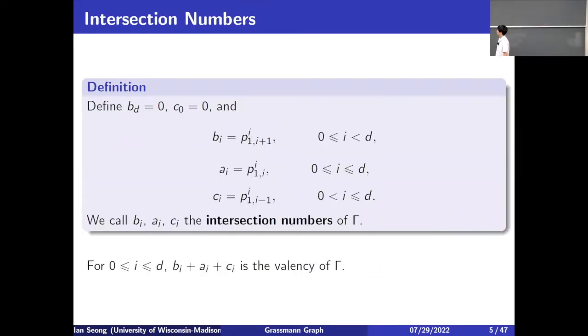Okay, now we go over some intersection numbers. We define b_d to be 0, c_0 to be 0, and b_i to be p^1_{i,i+1}, a_i to be p^1_{i,i}, and c_i to be p^1_{i,i-1}. So b_i would be the number of vertices that are one further away from y, for instance, and that is adjacent to x. And c_i would be the number that is adjacent to x and one step closer to y. And a fact to note is for i between 0 and d, b_i plus a_i plus c_i just turns out to be the valency of gamma.